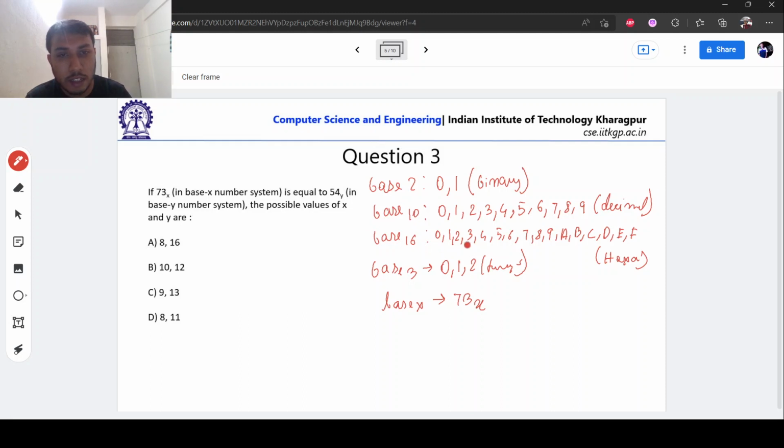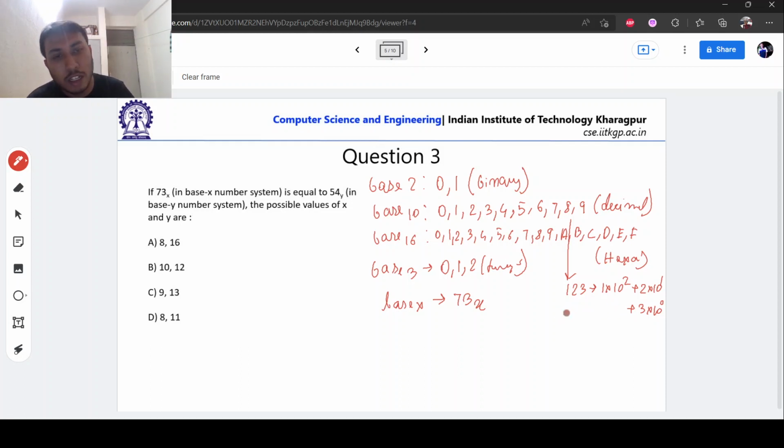Suppose I have a number of base 10, say 123. How do I write it? 123 is 1 into 10 to the power of 2 plus 2 into 10 to the power of 1 plus 3 into 10 to the power of 0, right? This is the 2nd place digit, this is the 1st place digit, and this is the 0th place digit. That is how the decimal is written.